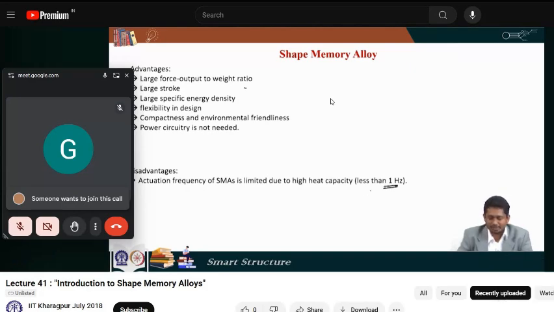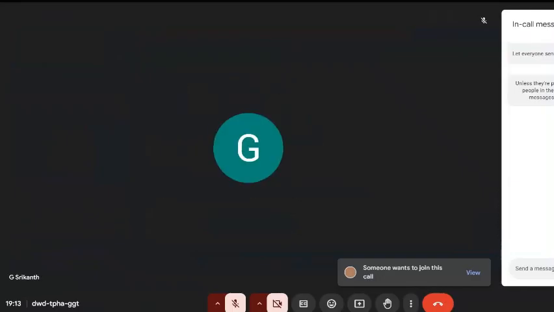Now at the beginning of the course, in the first week, we saw a comparison of different actuators made of smart materials, and we saw that in the case of piezoelectric materials, the actuation force is less than the shape memory alloy, but the frequency is high. And in this case, the frequency is less, but the actuation force is higher. And the frequency is less because of the thermal mode actuation and high heat capacity.